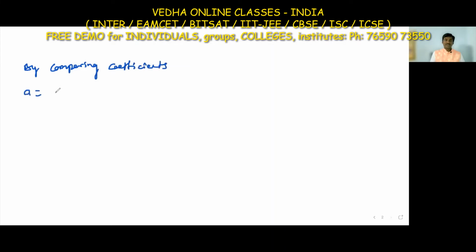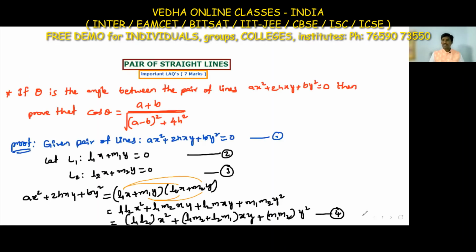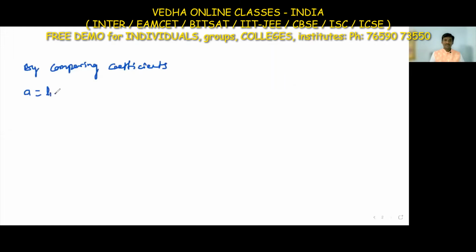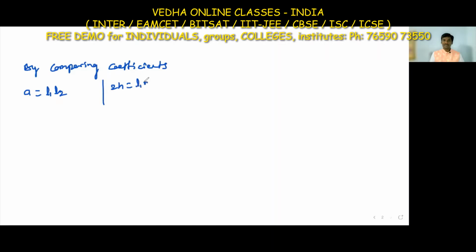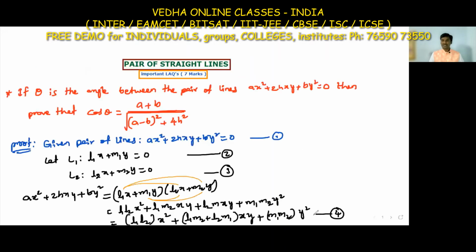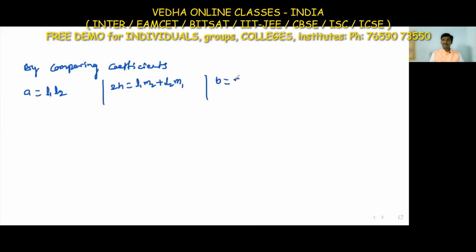the x square coefficient is a, so a is equal to L1 L2. And 2h is the xy coefficient, so 2h is equal to L1 M2 plus L2 M1. And b is the y square coefficient, that is equal to M1 M2. So now after getting these values, just keep them like that.